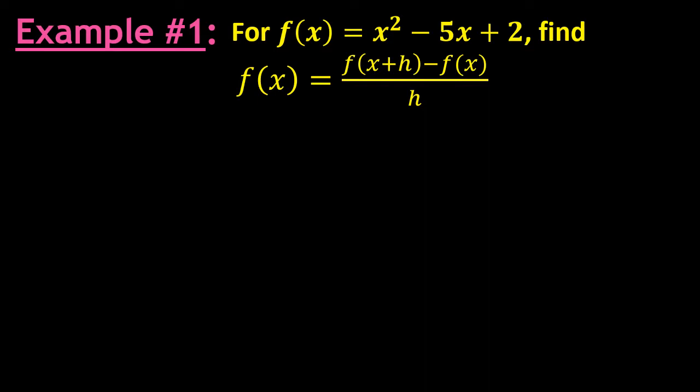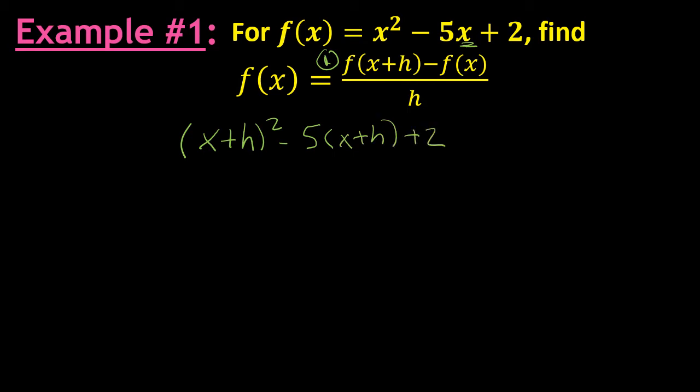So for example 1, we have the function f of x equals x squared minus 5x plus 2. So as I stated before, there are 3 steps. The first one has to do with f of x plus h. So I'm going to come down here and I'm going to plug in x plus h in my function everywhere I see an x. So I have x squared, so that's going to turn into x plus h squared, minus 5. I have this x here, so I'm going to substitute in an x plus h, and then plus 2. So that was step 1.